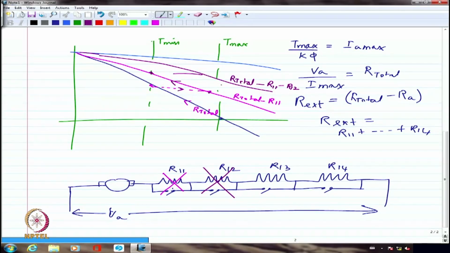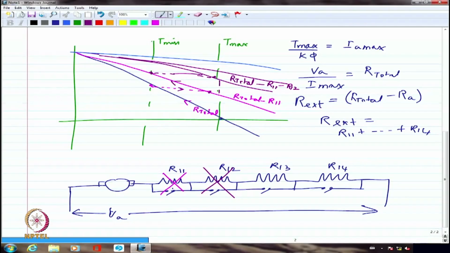It is well within Tmax still in this particular case. But in the other case, it is probably going close to Tmax. In the next case, again, I may have one more, which will again come closer to Tmax. But I have to make sure that every resistance is designed in such a way that every step need not be equal. Nobody said R11, R12, R13 all have to be equal, not at all.